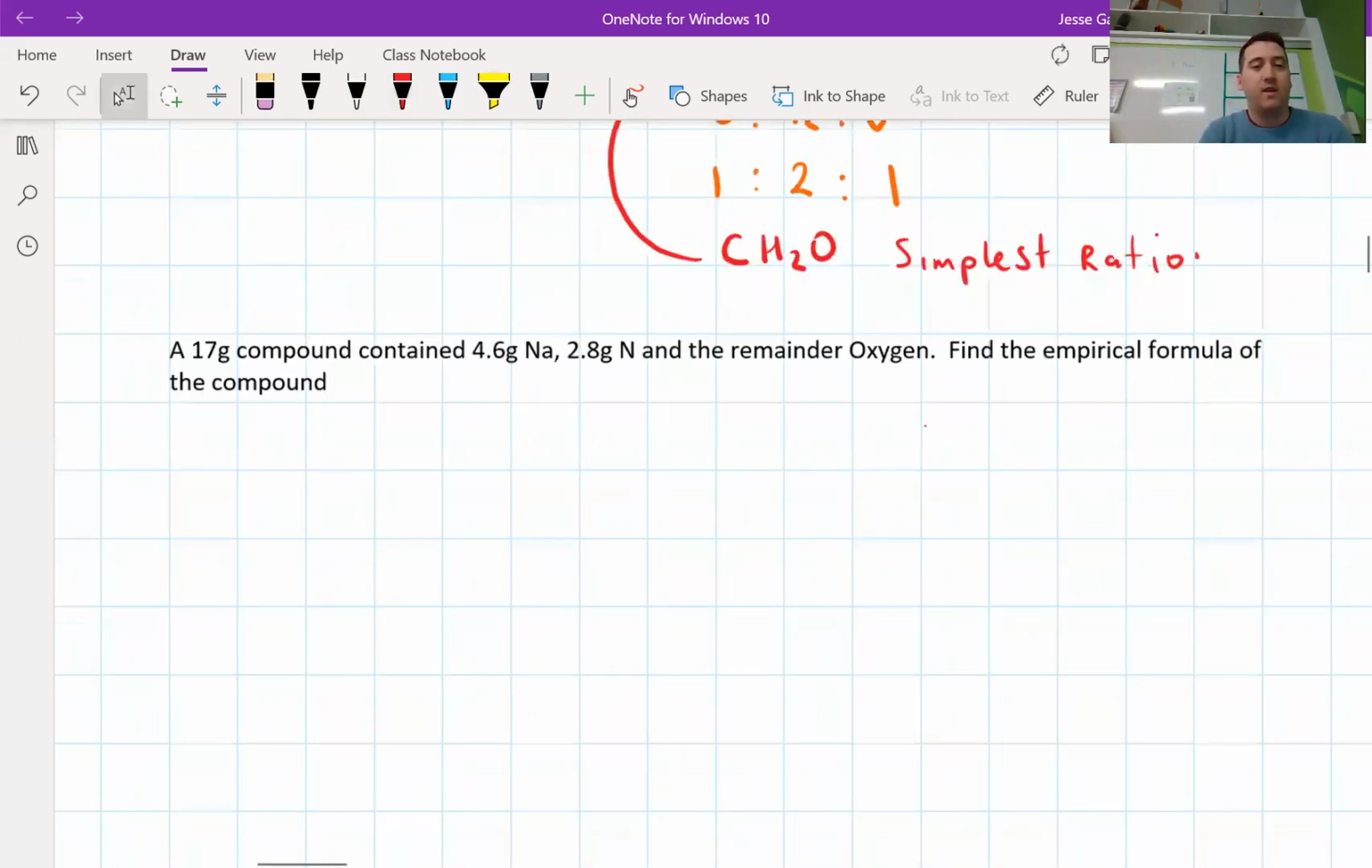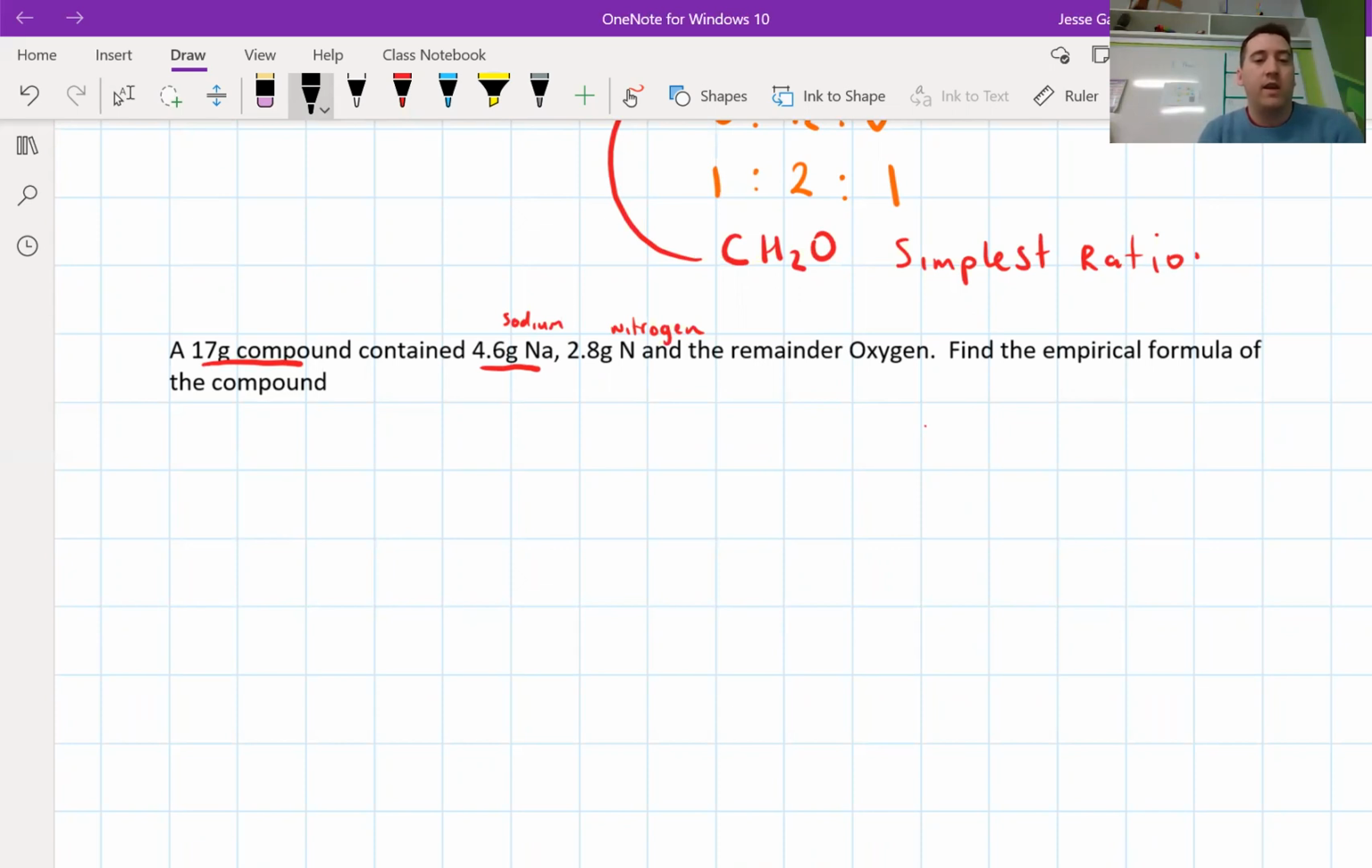Let's see what it tells us here. It says a 17-gram compound contained 4.6 grams of Na, which you should know is sodium, 2.8 grams of N, which is nitrogen, and the remainder is oxygen. Find the empirical formula of the compound. That's what it's asking us to do. Okay, so what we want to do is begin by what I did before. Try and write down some chemical equation, a word equation, that describes what's happening here. Go ahead, pause the video so you can write it down.